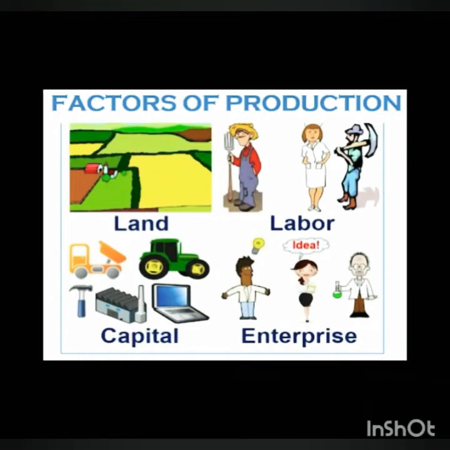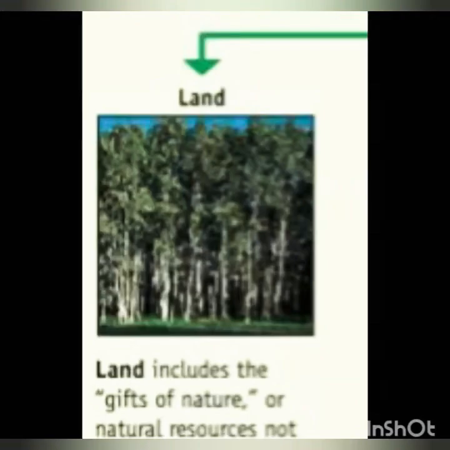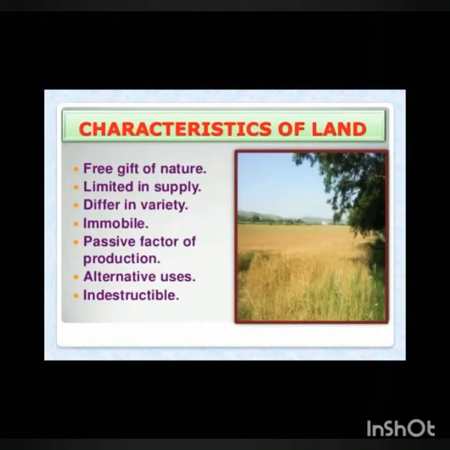First, land. You know well, land is a gift of nature, so it has some characteristics of its own. If you see the characteristics, first, land is a free gift of nature, so it existed even long before the evolution of man. Second, land is fixed in supply. The total quantity of land does not undergo any change. It is limited.